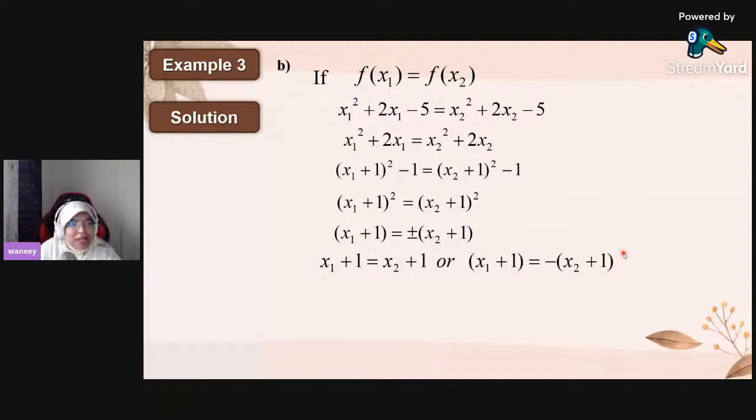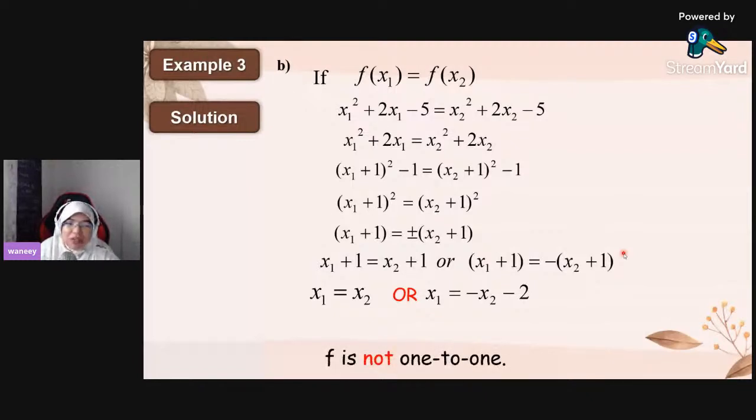So we are going to get x1 equal to x2 on the left hand side. Obviously, you're going to deduct on both sides. So that's the reason why you are having x1 equal to x2. However, on the right hand side, if you are making x1 as the subject, you are going to get x1 equal to negative x2 minus 2. Okay, so we don't simply get x1 equal to x2, but we do have another x1. So what it means is that this is definitely not a one-to-one function, because we have two different values: x1 equal to x2, x1 equal to negative x2 minus 2. So f(x) is definitely not one-to-one.